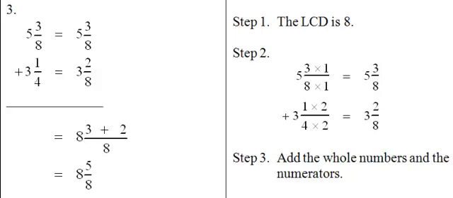Unit 3, Lesson 3.4, Example number 3. Here they want you to add the two unlike mixed numbers of 5 3/8 and 3 1/4.